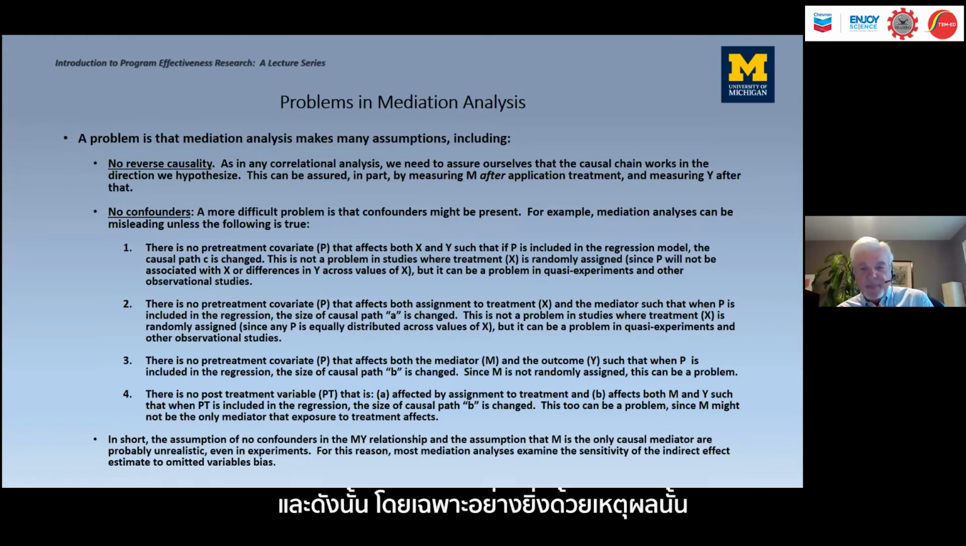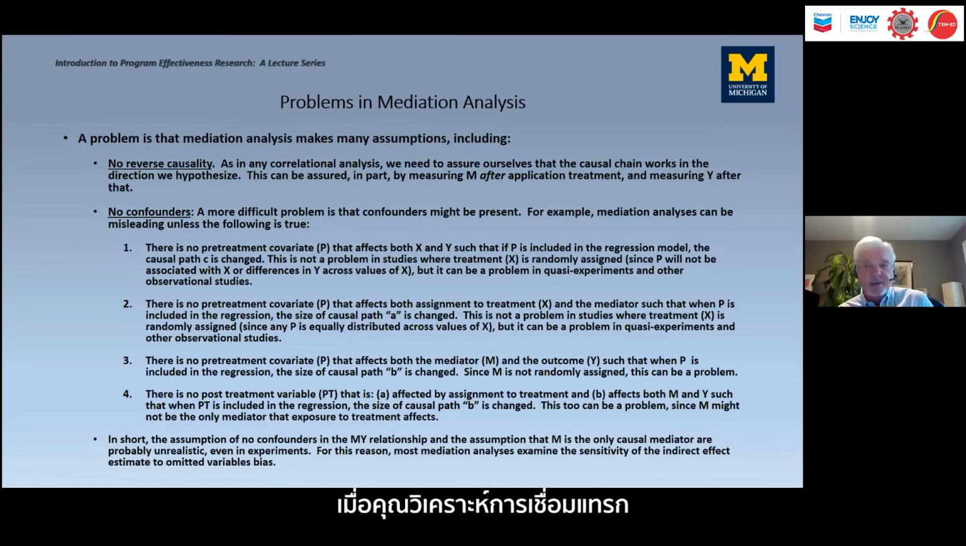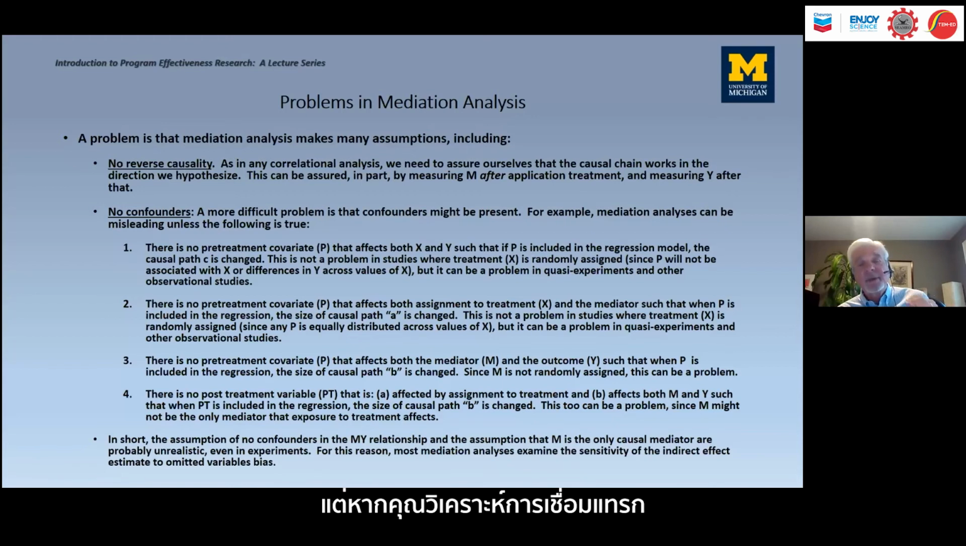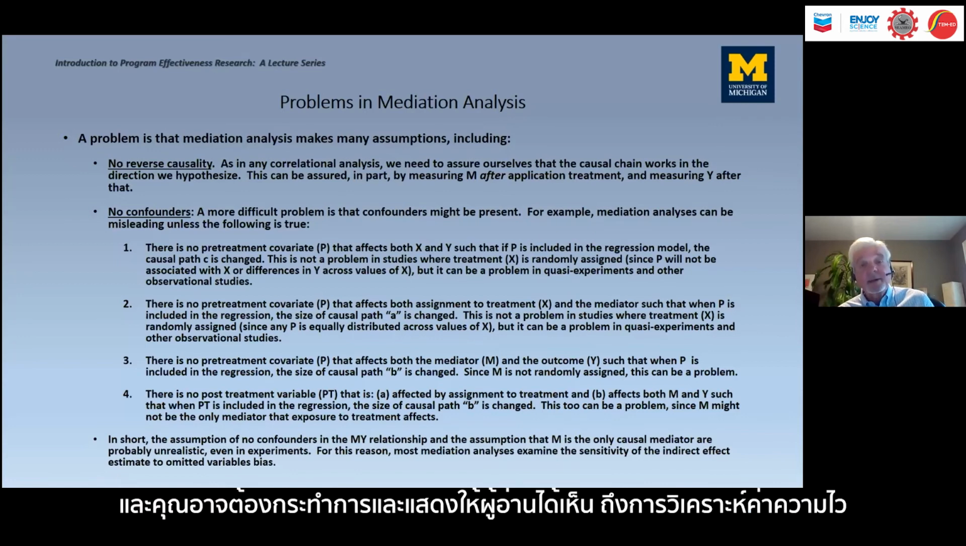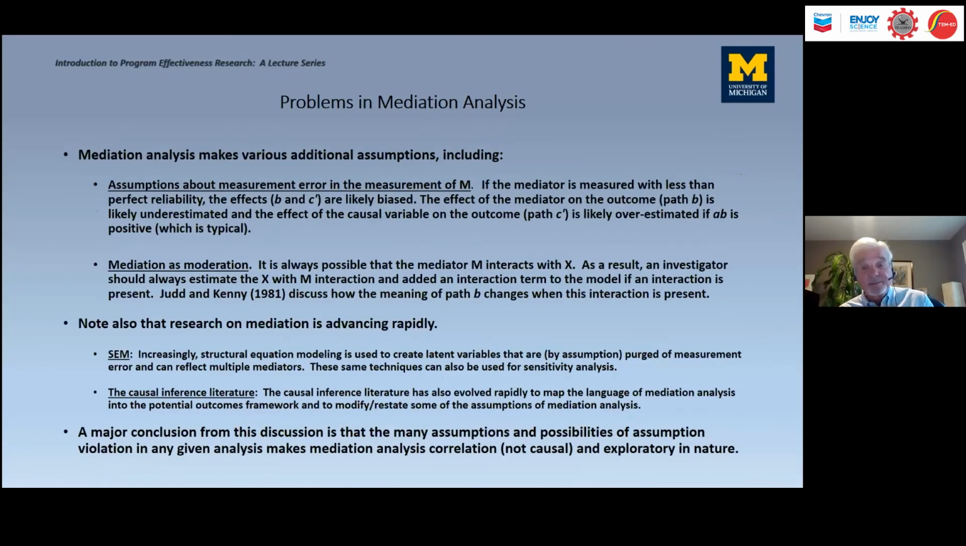And so for that reason, especially, it's very important to engage in what's called sensitivity analysis when you do these mediation analyses. And that's a topic, again, which is way beyond the capacity of me to talk about it today in short form. But if you do one of these mediation analyses, you need to know that there could be confounding, and you probably need to conduct and show the reader a sensitivity analysis to show just how much confounding would change the results that you're reporting for mediation.